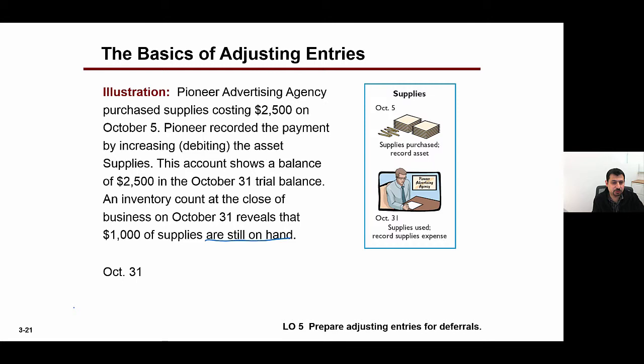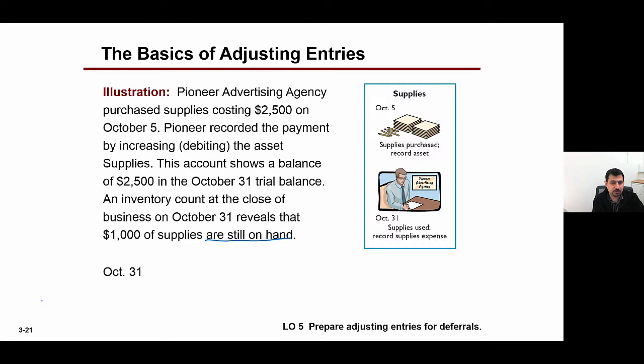This is the ending balance of supplies. And the difference between the ending balance and the original balance is actually the amount of supplies that was used. So here, if we leave the trial balance without adjustment, well, the information would be wrong. Actually, it will be outdated because it will reflect the time where the supplies were bought on the 5th of October and not at the end of the month.